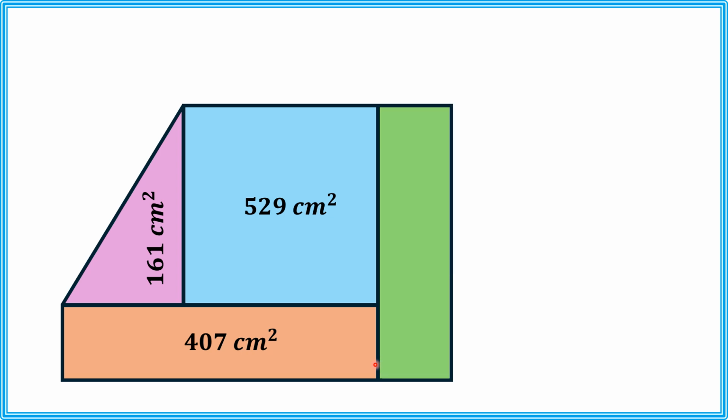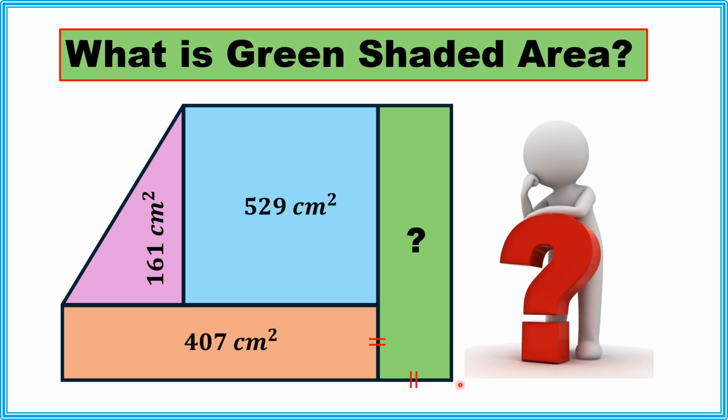If a rectangle is placed over here, which is green shaded, in such a way that this particular portion of length is equal to this one, then with this limited data we have to find this green shaded area. Let's move towards the solution.